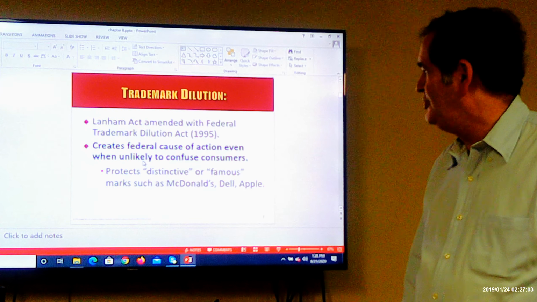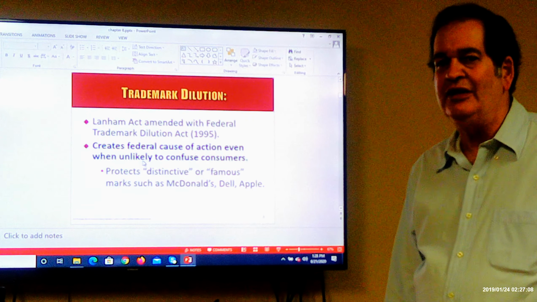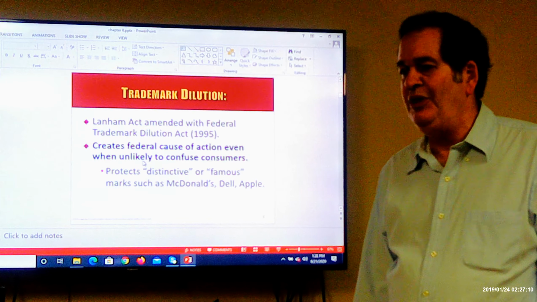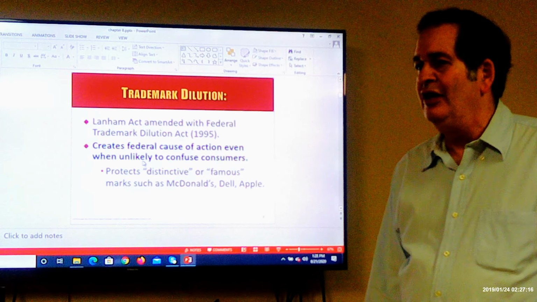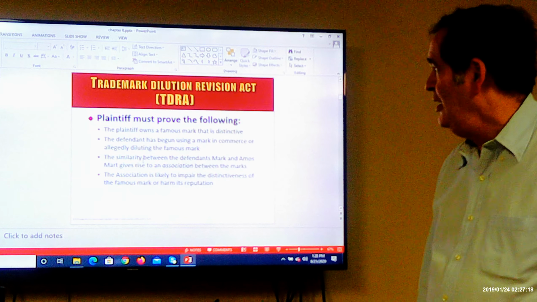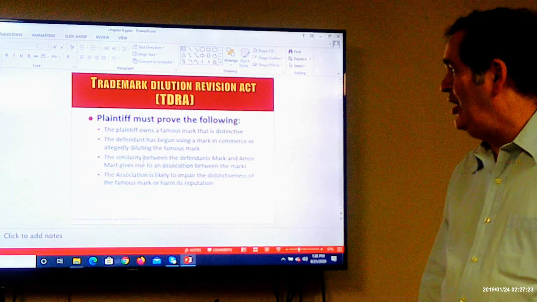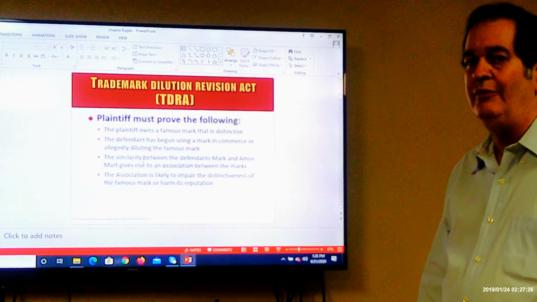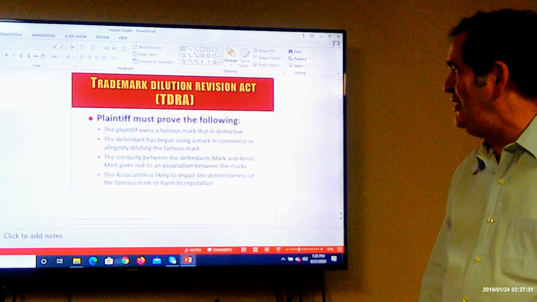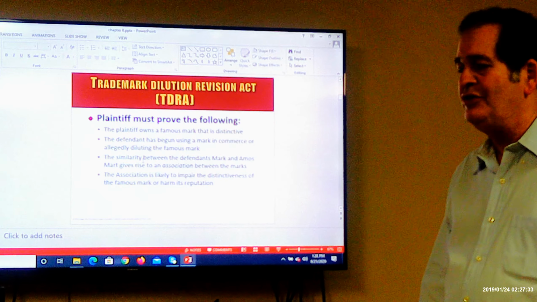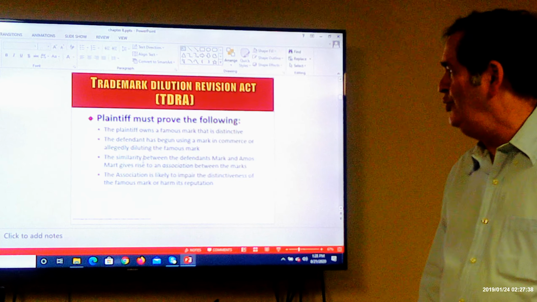Famous marks such as McDonald's, Dell, and Apple are protected, and we don't want people to be confused by something that copies that or is too closely similar, to confuse the public. So in order to win a private cause of action against a violator of your trademark, you have to show that the mark is famous and distinctive, that the defendant has begun using the mark in commerce or allegedly diluting the famous mark.